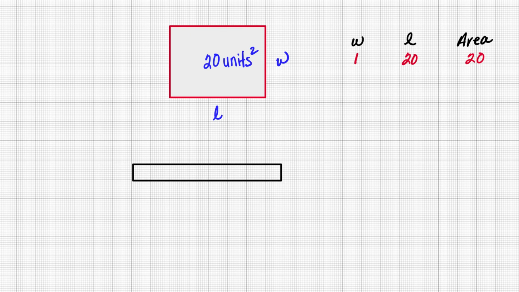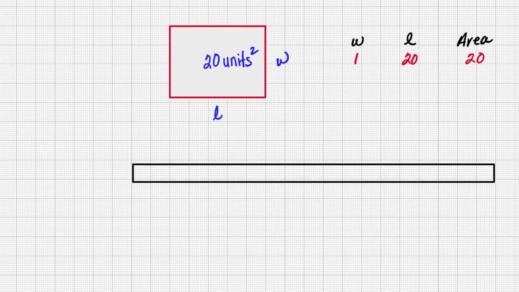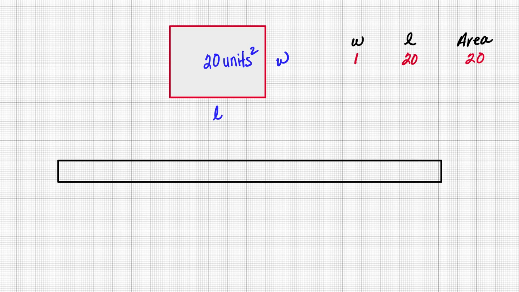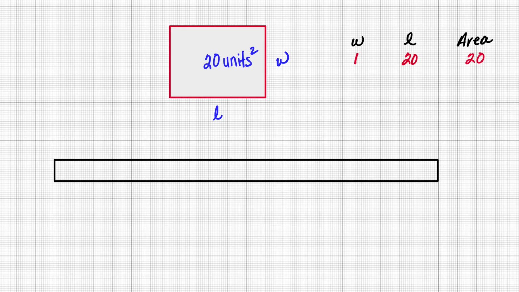But since I didn't give you any restrictions, this is also true. Even though the rectangle might not look the same as this one, that's still true. The area is still 20. You still have 20 squares, unless you get restrictions. If the width is 2, then 2 times 10 gives me 20.